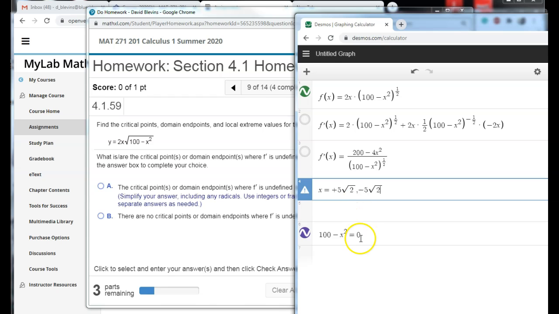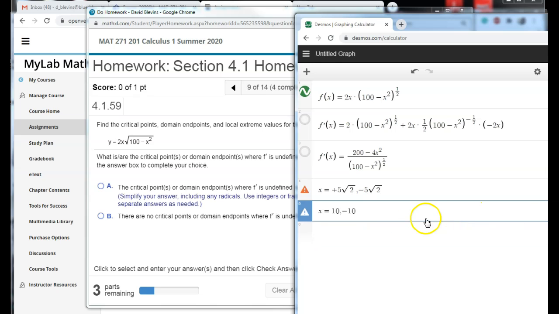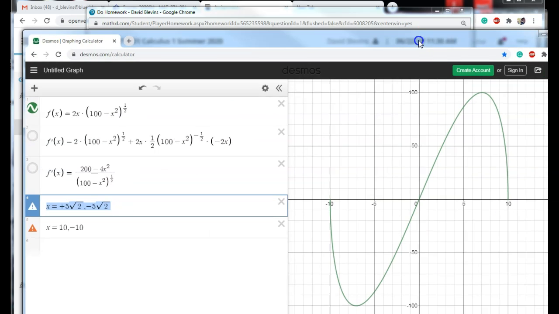of this thing. And then these are the places that it's talking about where the domain endpoints where it's undefined. So if I take the x squared and move it to the other side, I'll have x squared is equal to 100, and we know that's equal to plus and minus 10. So x could be 10, x could be negative 10. These are places where the derivative is undefined, but they're part of the original domain. And these are places on the interior where we have critical points.